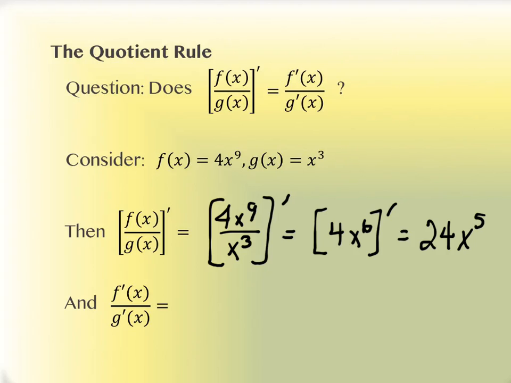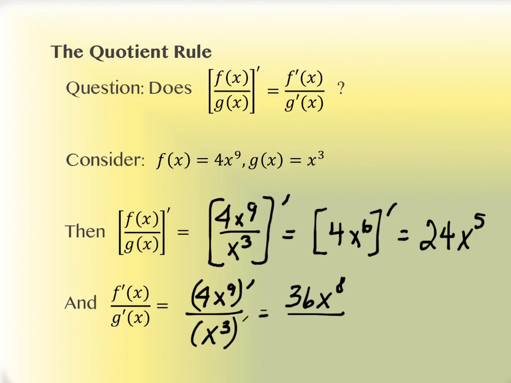Our question is, could I have done it in the reverse order and it still have gotten me the same answer? So I should be able to take a look at that by doing the derivative on the top and the derivative on the bottom, and then doing the algebra. So what is the derivative of 4x to the 9th? 36x to the 8th. Someone else, what is the derivative of x cubed? 3x squared, that's right, Shannon.